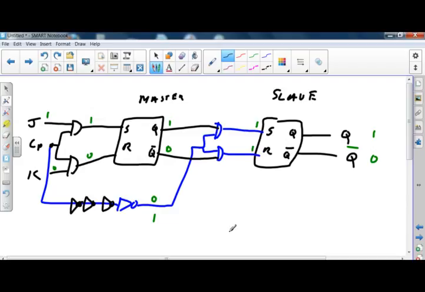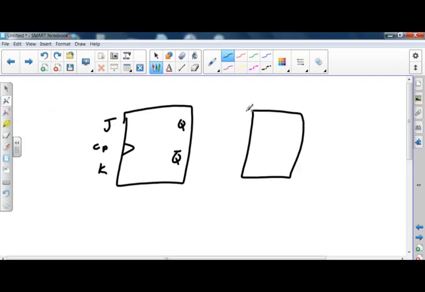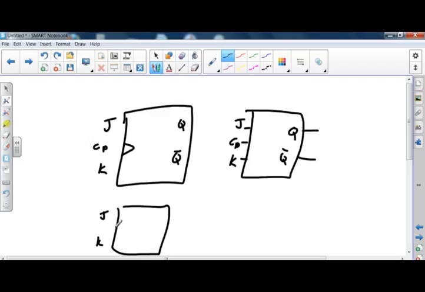JK flip-flop. The JK flip-flop looks like what? Here we go: J, K, clock, Q, Q naught. J, K, clock pulse, Q, Q naught. So there's three of them. J, K, negative clock pulse, Q, Q naught. So there's three different JK flip-flops.